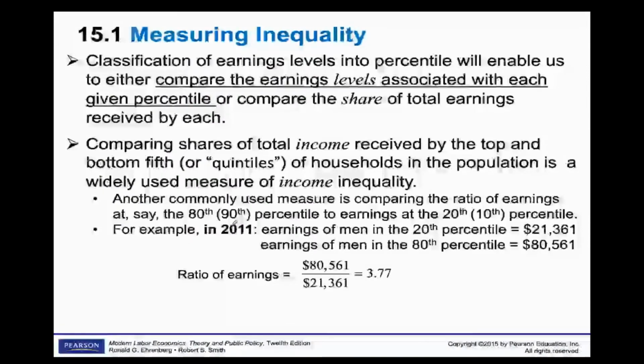Going back to this slide, for example, when we talk about comparing the 80th percentile with the 20th percentile, what do we do? At the moment, I just use this example. We find that those at the 80th percentile, they earn $80,561, and those who earn at the 20th percentile is at $21,361. We divide these two and we get this ratio. What this ratio tells us is that we can say that those at the 80th percentile earn 3.77 times more than those at the 20th percentile. That's how we read this comparison.